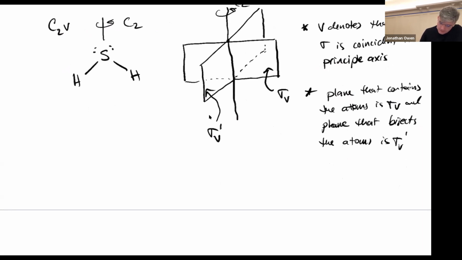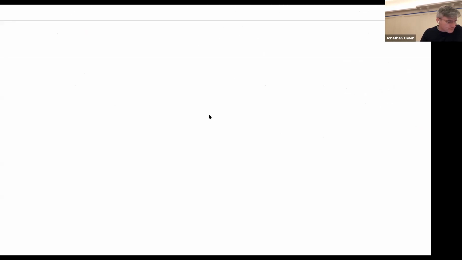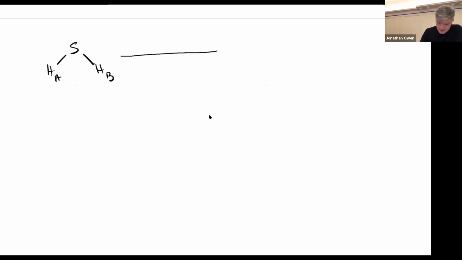All right, so I'm going to jump down here, and we're going to do some of these operations. So let's take a look at sulfur. Give these guys some labels. Let's see what happens when we do a C2. So C2 is going to swap these two hydrogens. Sends B over to A and A over to B.